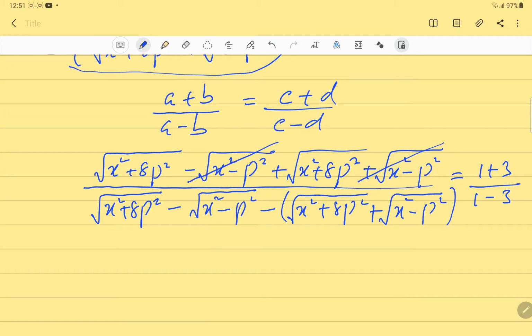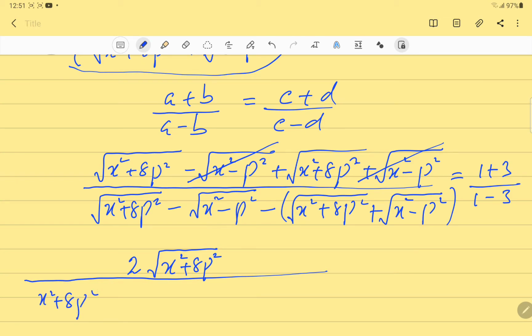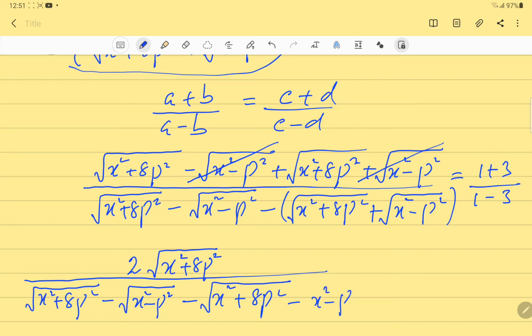This will cancel with this. So we are left with 2 times square root of x squared plus 8p squared, over square root of x squared plus 8p squared minus square root of x squared minus p squared minus square root of x squared plus 8p squared minus square root of x squared minus p squared, is equal to 4 over minus 2.